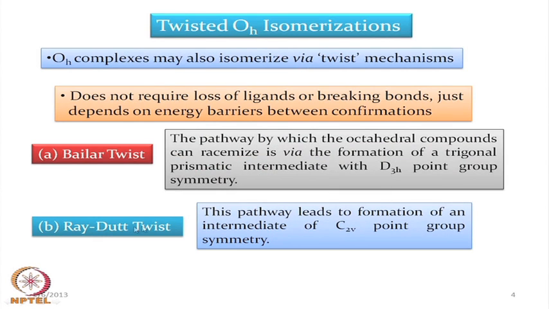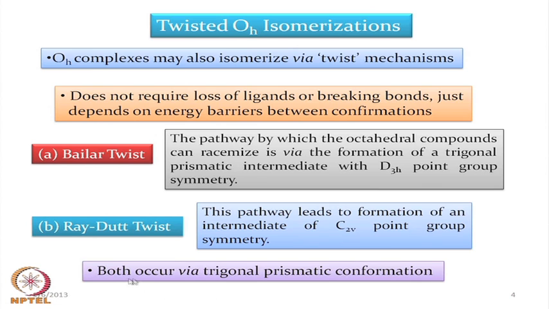What about the other twist, the other type of distortion? These two are both going through the corresponding trigonal prismatic conformation. The trigonal prismatic conformation is there in both cases, and we can think of why, when they both have the trigonal prismatic conformation, in one case the point group symmetry is D3h, but in the other case it is C2v. This is due to the connectivity of the vertices for this particular trigonal prismatic arrangement.